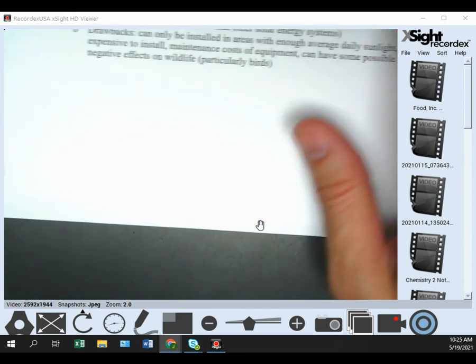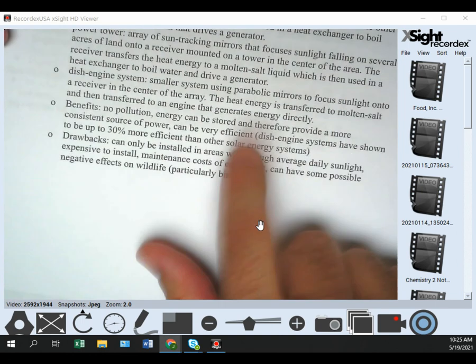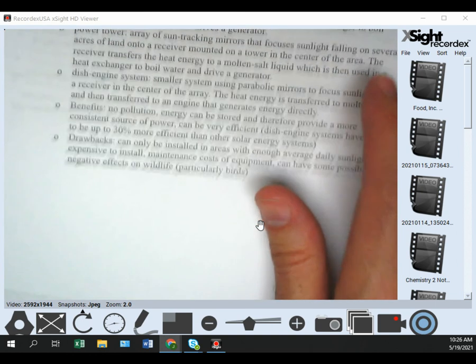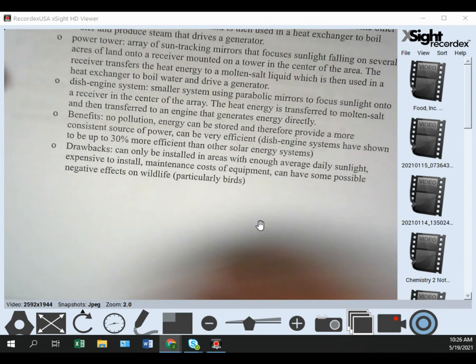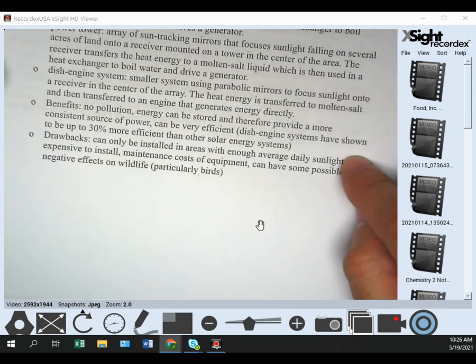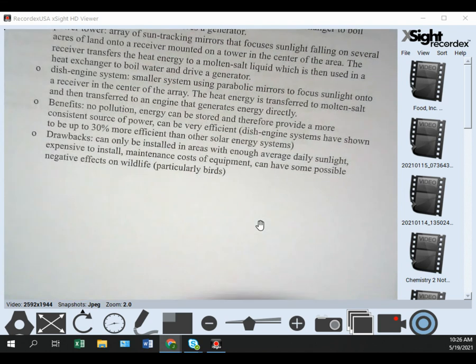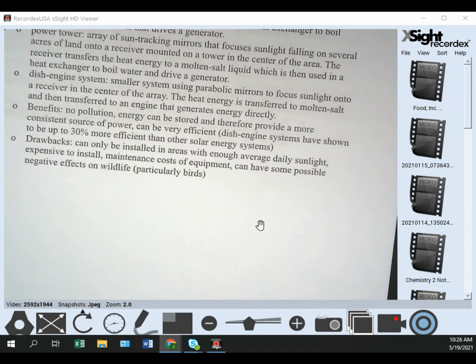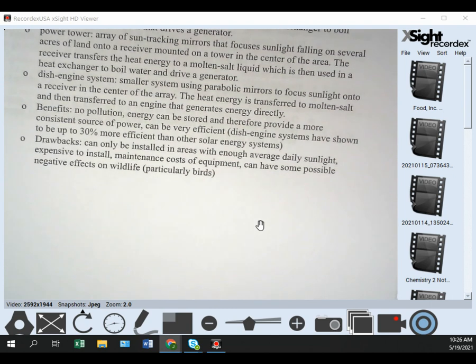Benefits: no pollution. Energy can be stored and therefore provide a more consistent source of power. It can be very efficient. The dish engine systems have been shown to be up to more than 30% more efficient than other solar energy systems. That's pretty significant when you're talking about the large amounts of energy that can be generated. Drawbacks: can only be installed in areas with enough average daily sunlight. You're not going to put up many solar systems in the Pacific Northwest, like Oregon, Washington, where they've got like 364 days a year of rain. It's not going to be much good.